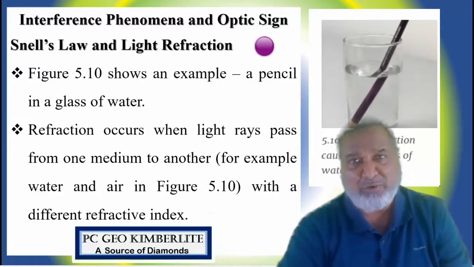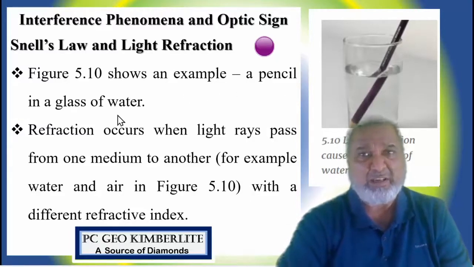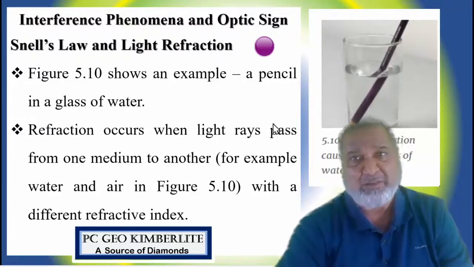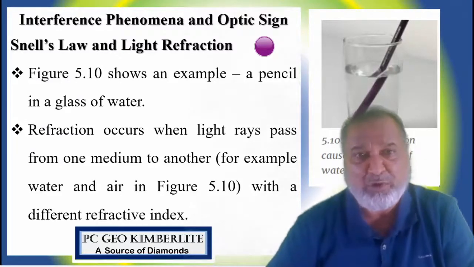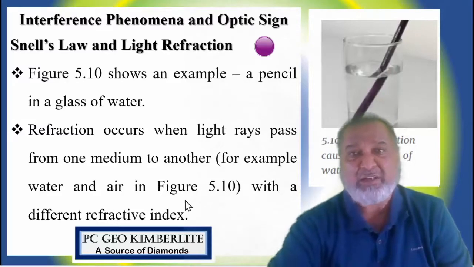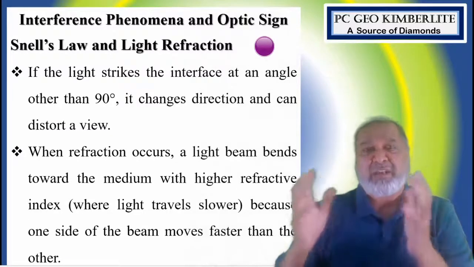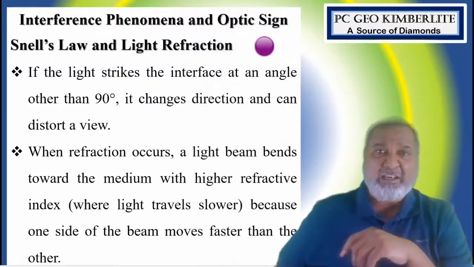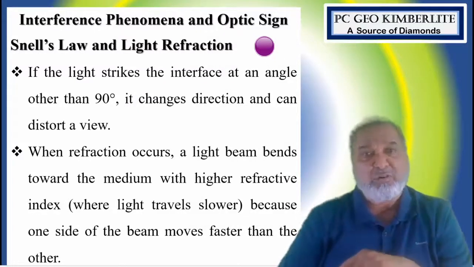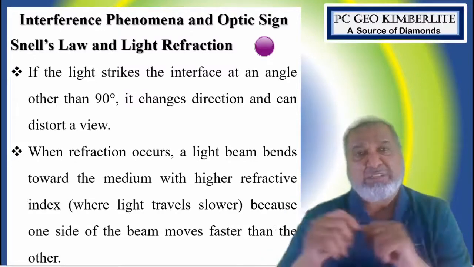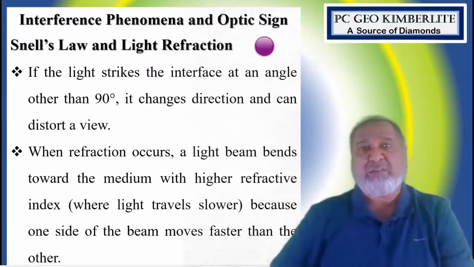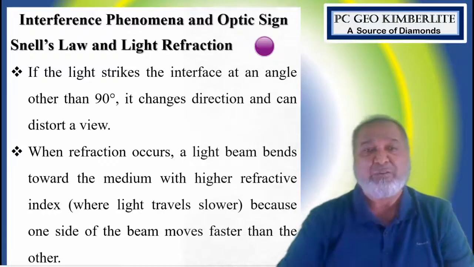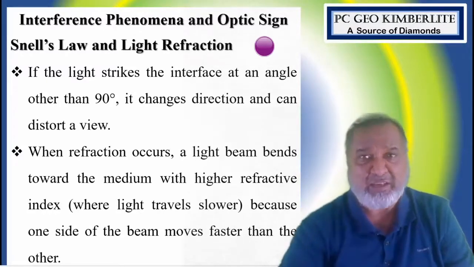Figure 5.10 shows an example of a pencil in a glass of water. Refraction occurs when light rays pass from one medium to another, that is from air to water, a liquid medium, with a difference of refractive index. If the light strikes the interface at an angle other than 90 degrees, it changes direction and can distort a view. When refraction occurs, a light beam bends towards the medium with higher refractive index, where light travels slower, because one side of the beam moves faster than the other.